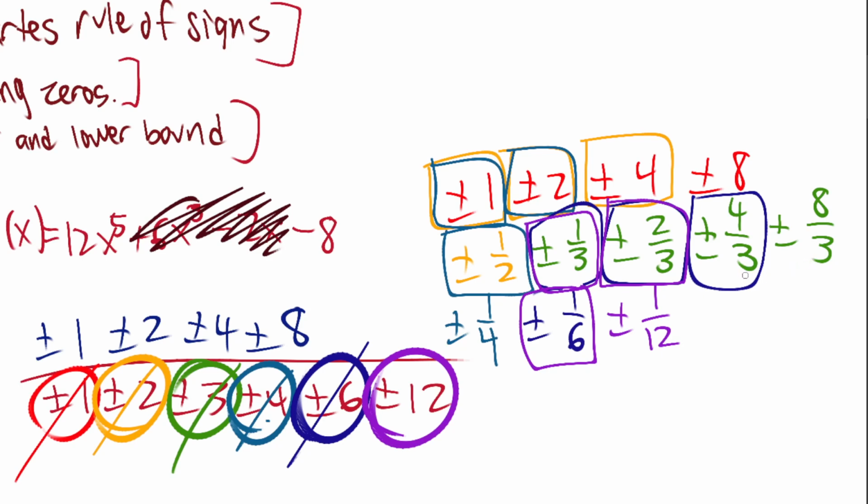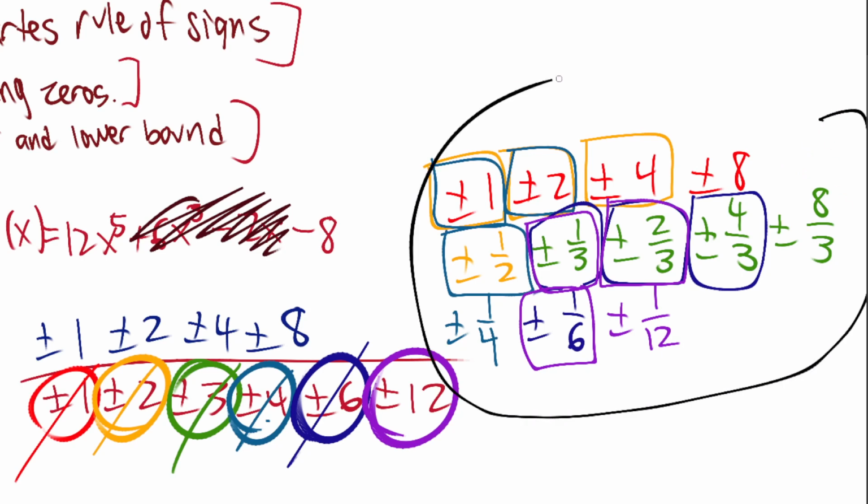So those are all of our possible rational zeros, and that is what the question is asking for. You could put commas in between them. You don't need the boxes around them. I'm just demonstrating what is going on here. In this case, we should have 12. So these are all of our possible rational zeros for this prior equation.